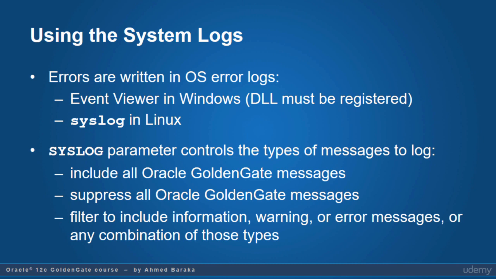To control the types of messages that Oracle GoldenGate sends to the operating system logs, use the syslog parameter. You can include all Oracle GoldenGate messages, suppress all Oracle GoldenGate messages, or apply a filter to include information, warning, or error messages, or any combination of those types.